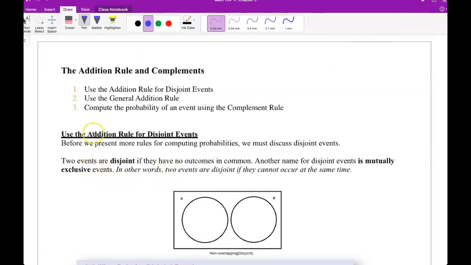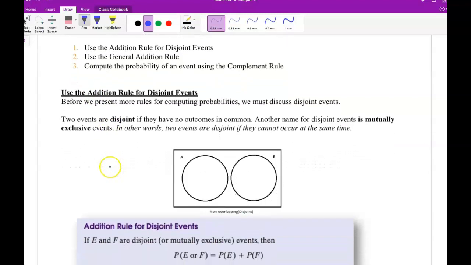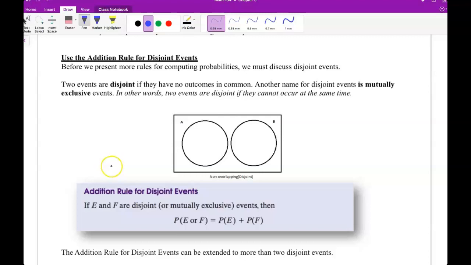Okay, here is the addition rule and complements. We're going to use the addition rule for disjoint events. What that means is, when we have nothing in common between these two events, we call that disjoint events.